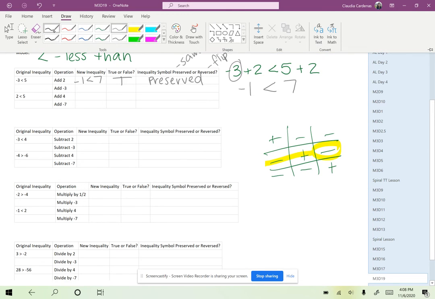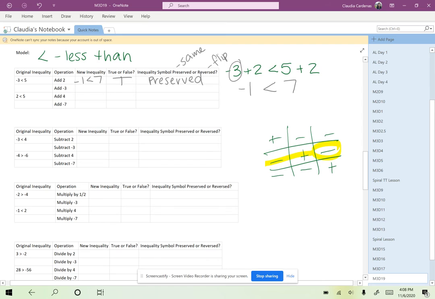Okay, let's try one more before you try one on your own. So we're still going to deal with -3 is less than 5, but this time they want us to add -3 to both sides. So -3 plus -3 is less than 5 plus -3. So I know that -3 plus -3, the signs are the same, so I get to add them and keep the sign. So that would be a -6 is less than 5 plus -3, so the signs are different. So I know I have to subtract. 5 is bigger than 3, so it is a +2.